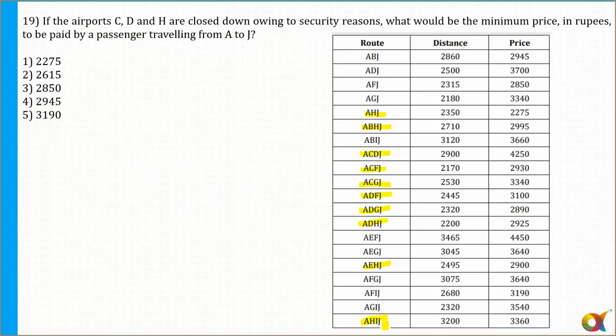What would be the minimum price here? So from the remaining, what is the minimum price? That is what I need to identify. So I think the minimum price will be for the route AFJ. This is 2850. This will be the minimum price from the remaining. The answer will be 2850, option number 3. Okay. Can I move to the next question now?